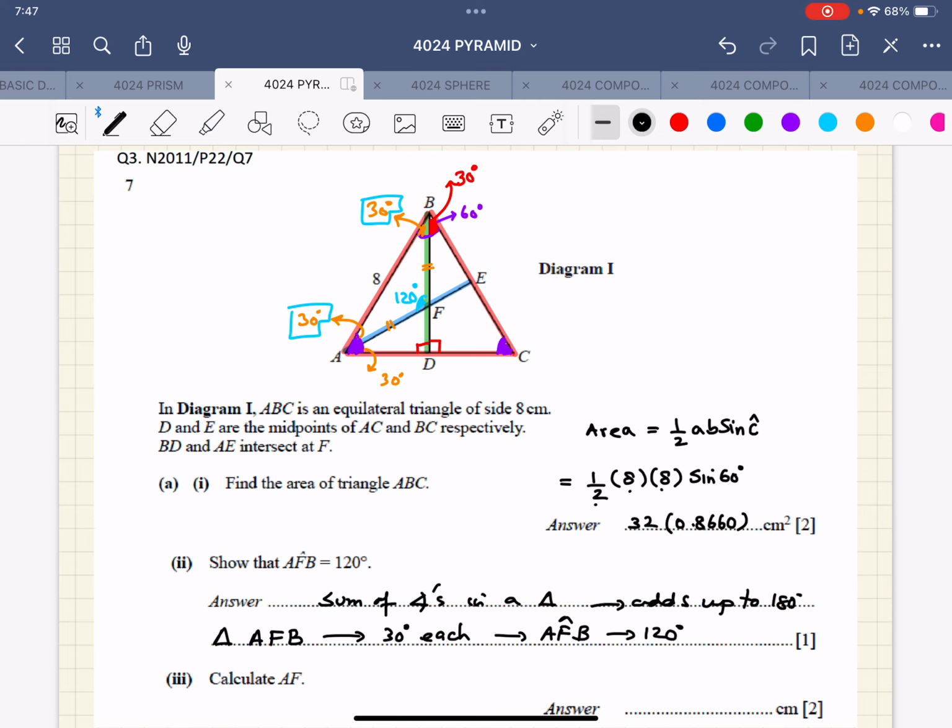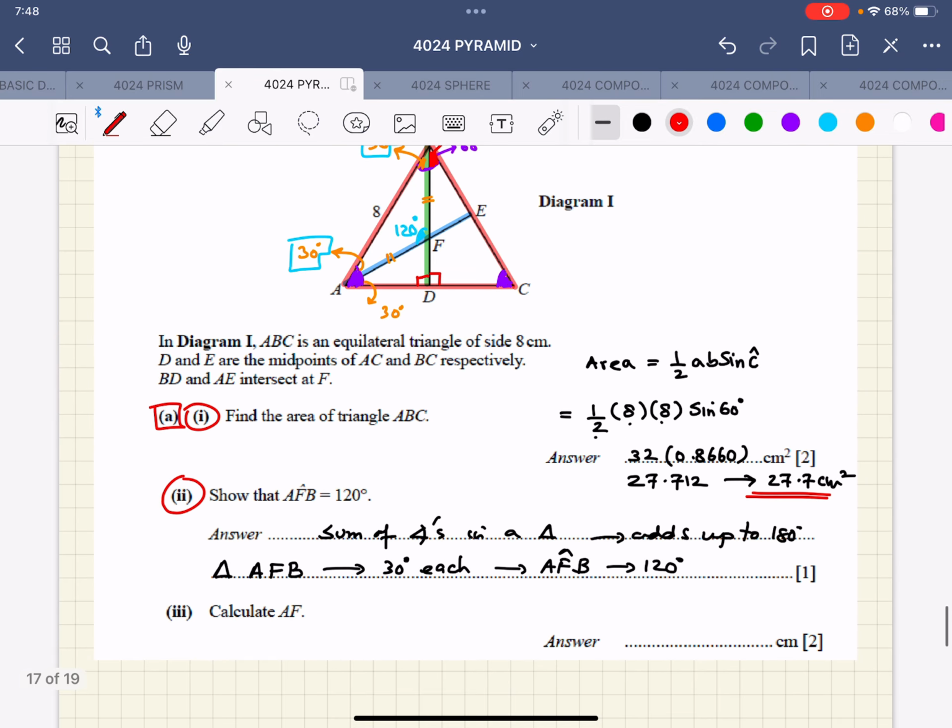So let me multiply this out. There are some values which are very easy to remember. So this comes out to be 27.712. This is 27.712, again rounded off, 27.7 centimeters square. So this is the answer for this part. So part 1 is done, part 2 is done, part A is done. Calculate AF. No, AF is left.